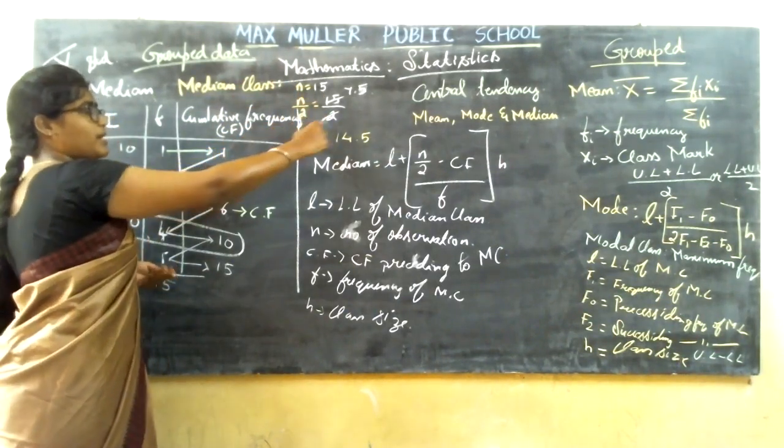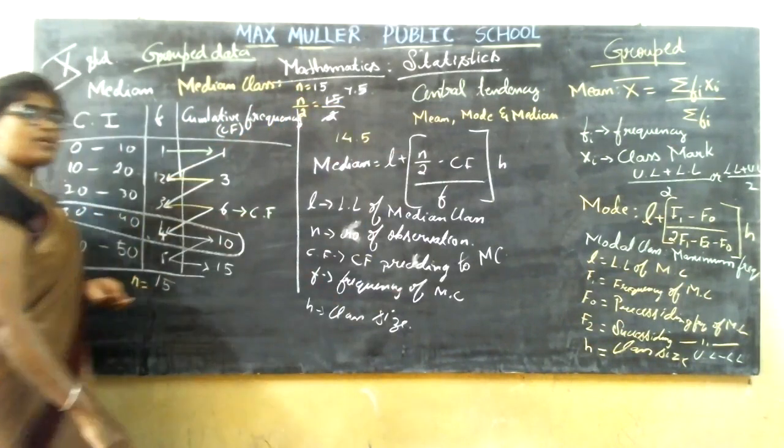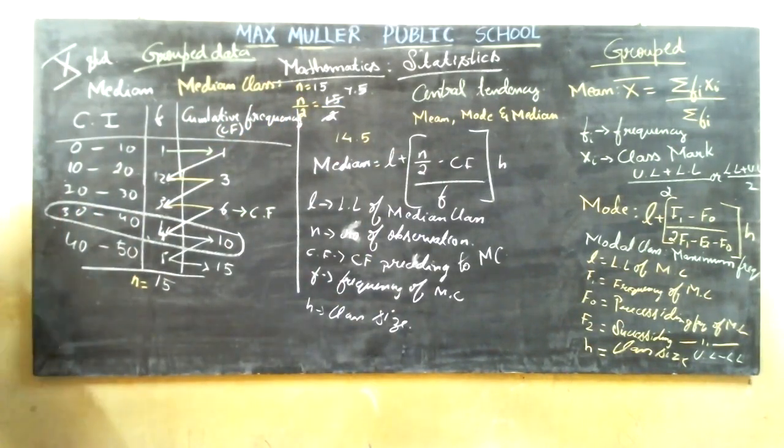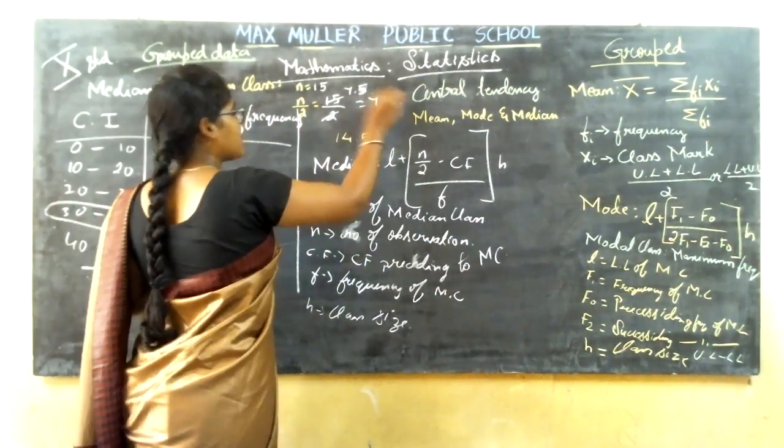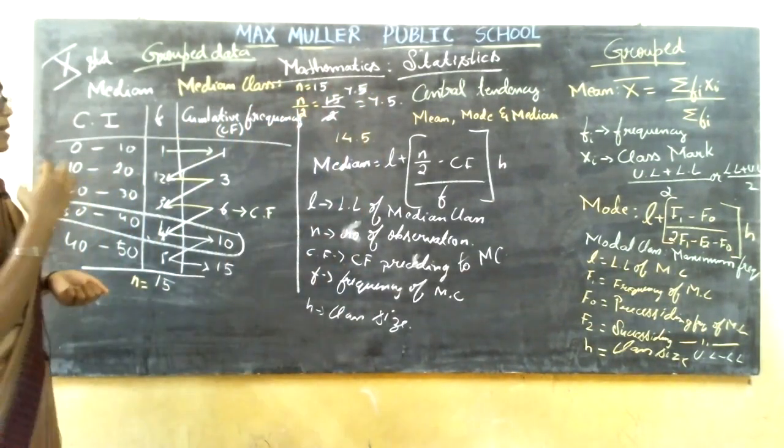Now 15 divided by 2. 15 divided by 2 is what? 7.5. Whatever value you get here, 7.5, let me keep it as it is. 7.5 is ready. Okay, my median class value is ready.